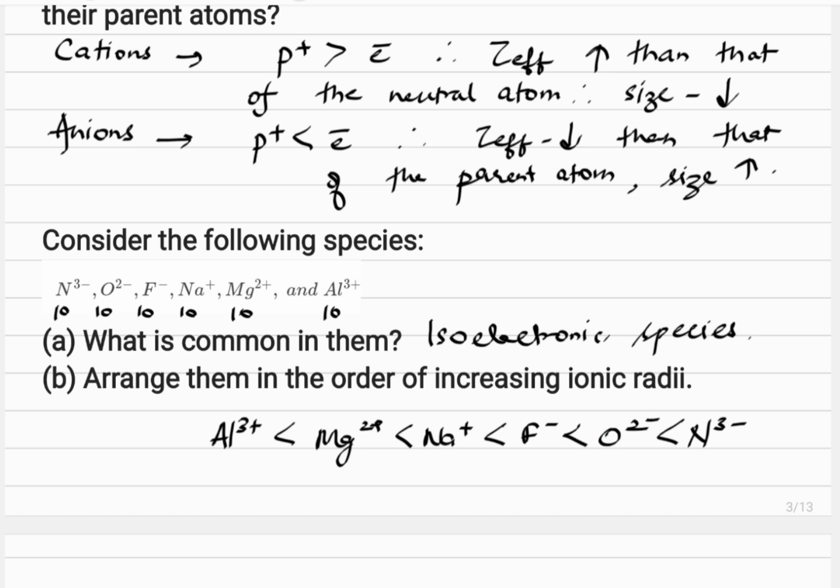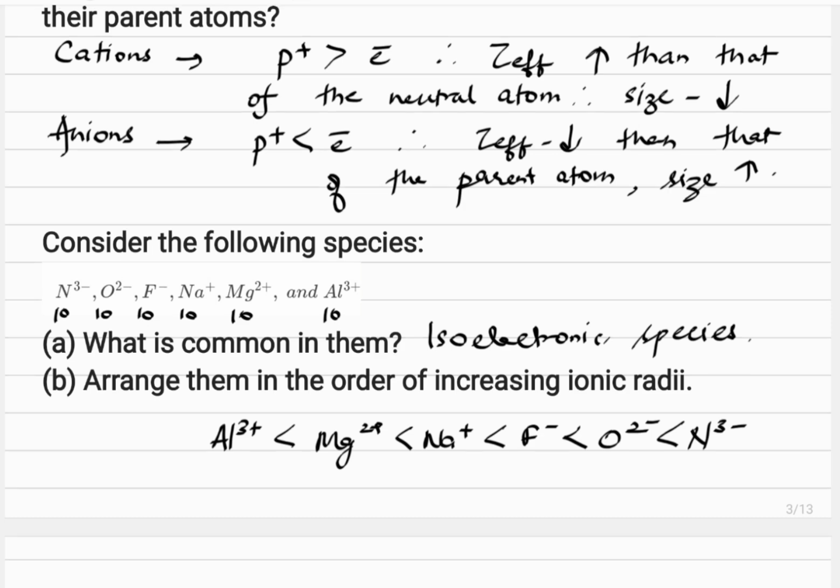This is what you get. Smallest would be the cation with highest positive charge and largest would be the anion with highest negative charge. This is how you arrange them in increasing order of ionic radii. If the order asked is decreasing order, then obviously you will have to reverse the order. Moving on to the next question.